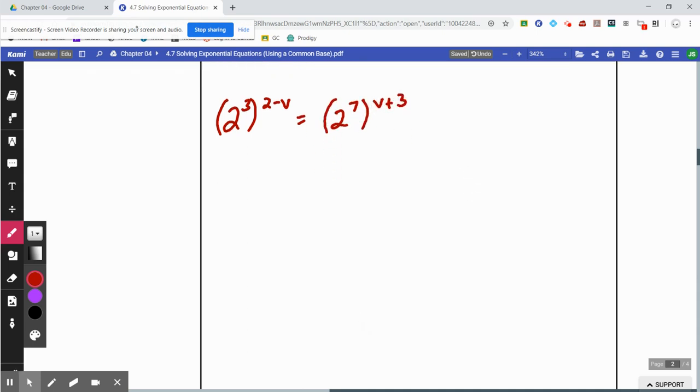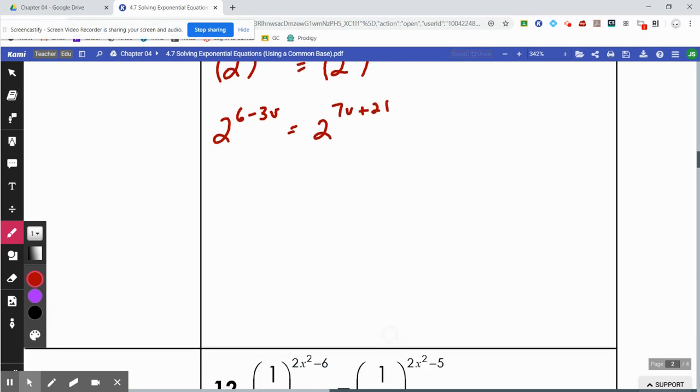So now powers to powers, let's multiply. That's 2 to the 6 minus 3v, and this would now be 2 to the 7v plus 21. Again, distribute. Set your powers equal to each other. 6 minus 3v is 7v plus 21.